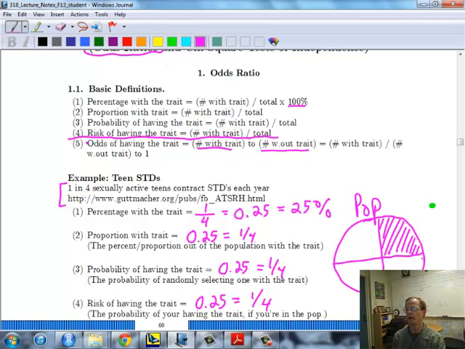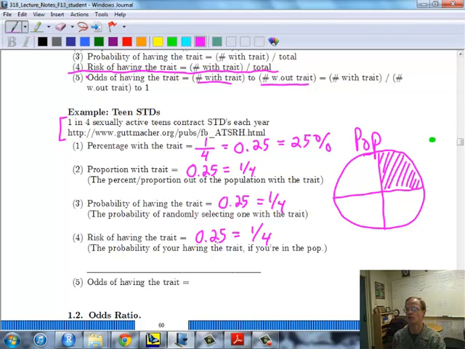Now by contrast, odds looks like this. Odds of having the trait are going to be 1, and we can write colon 3, 1 to 3, or you could put it in a fraction, or you could just put it into a decimal form, although I'd like to note that the decimal form is just 0.33 to 1. 1 has the trait to these other 3 who do not. That's how the odds look.